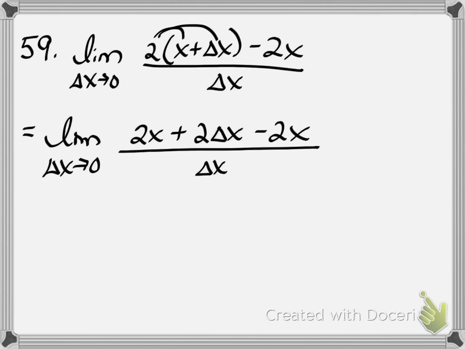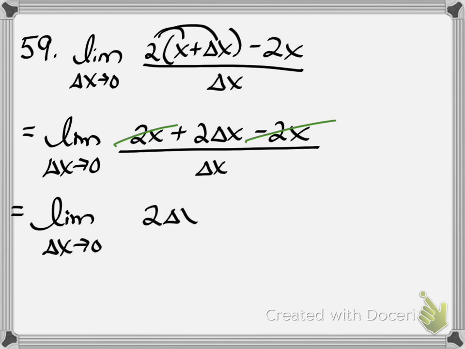You just kind of want to treat delta x as if it was a y. I know you're writing two things down, but it's one thing. It's the variable, and the variable is delta x. So just treat it like it was a y, and distribute with it and everything. Plus 2x and minus 2x cancels, and you're left with 2 delta x over delta x.